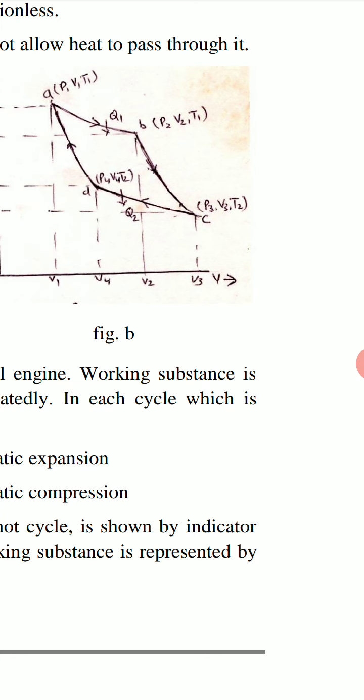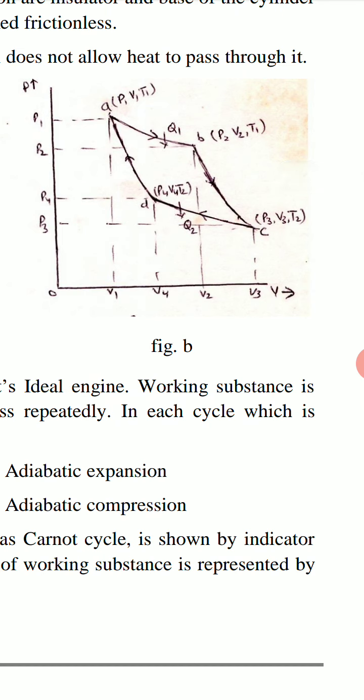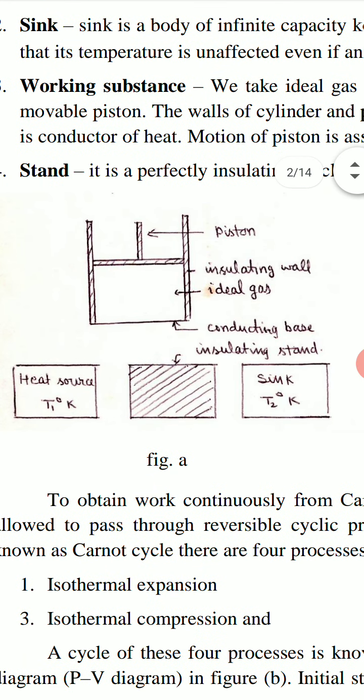Now first process is represented in this diagram by AB. Ideal gas reaches state B from state A. This first process is isothermal expansion. Cylinder is put on heat source and piston is moved up so that the gas expands, its volume increases.